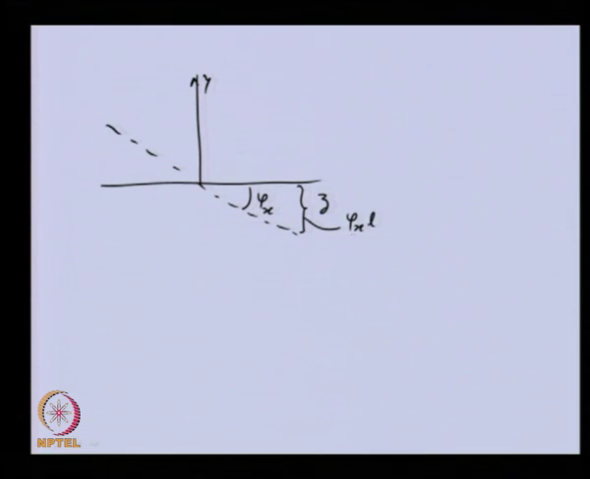So, this will be L by 2, and this side also. You can see that here the spring is getting compressed, so the force will be upward, and here it is getting extended, so this will be downward, and the values of these forces will be proportional to the displacement.